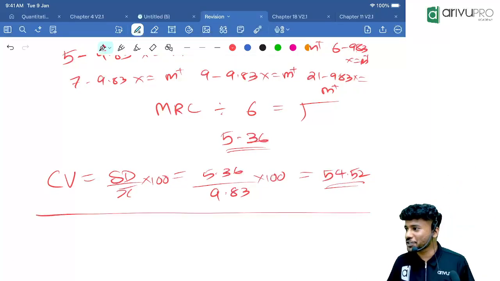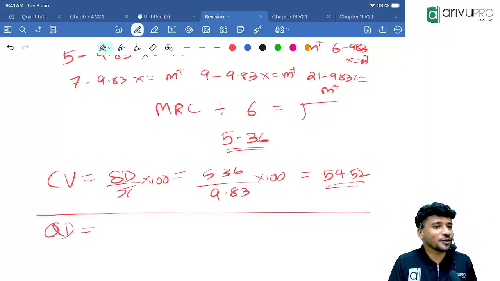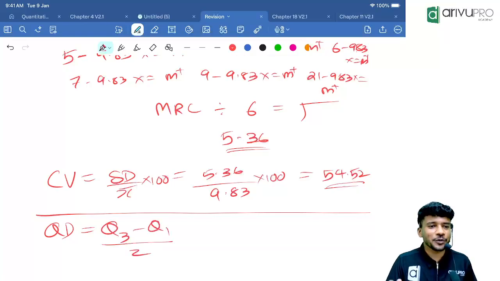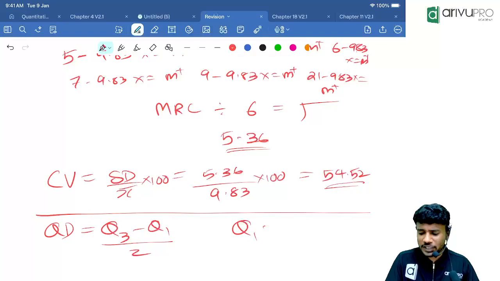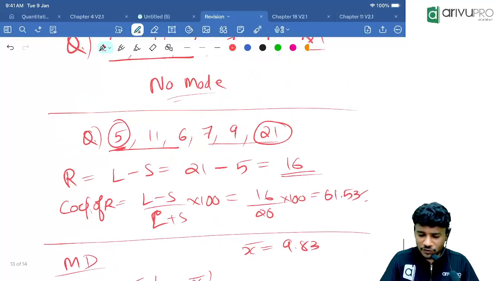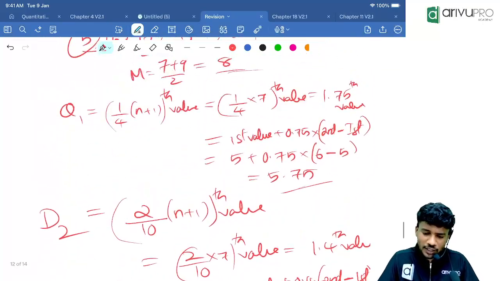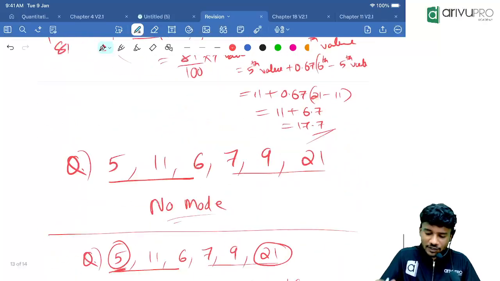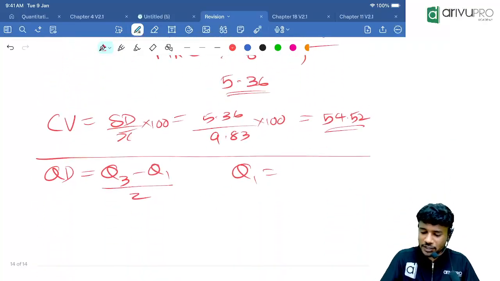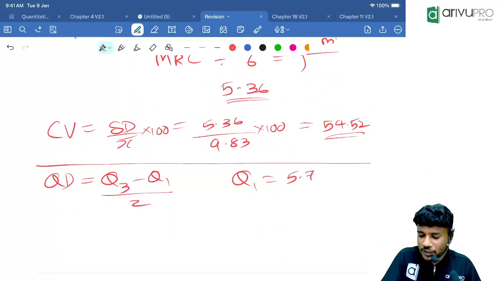What is the final measure? Quartile deviation. What was the quartile deviation formula? Q3 minus Q1 divided by 2. People, if you remember, we already found Q1. How much was Q1 we found to be? Q1 we got as 5.75. You can write it over there. Q1 is nothing but 5.75.